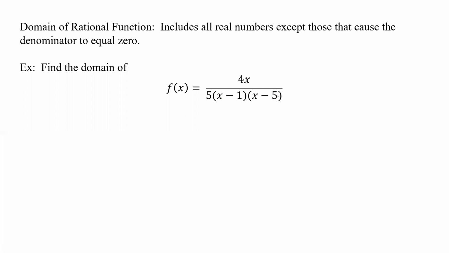Well, where is the denominator equal to 0? Well, it's where x minus 1 is equal to 0 and x minus 5 equals 0. So those are the two places where it's going to equal 0. So x equals 1 and x equals 5. So those are the two places that cause the denominator to equal 0. So our domain is going to be all real numbers except x equals 1 and x equals 5.